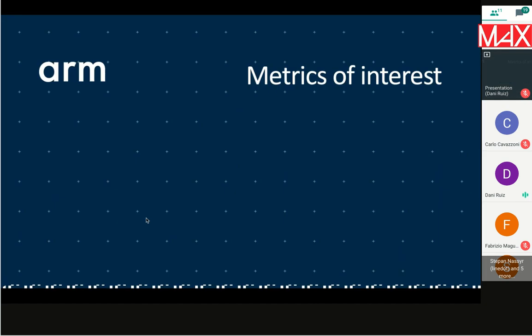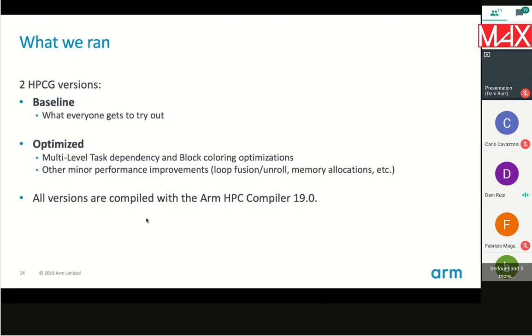Then, regarding the information you can get with ARMIE for the application. First of all, you are going to see two different versions of the application in all the plots, all the information. These are the baseline and the optimized, as we call them, for HPCG.